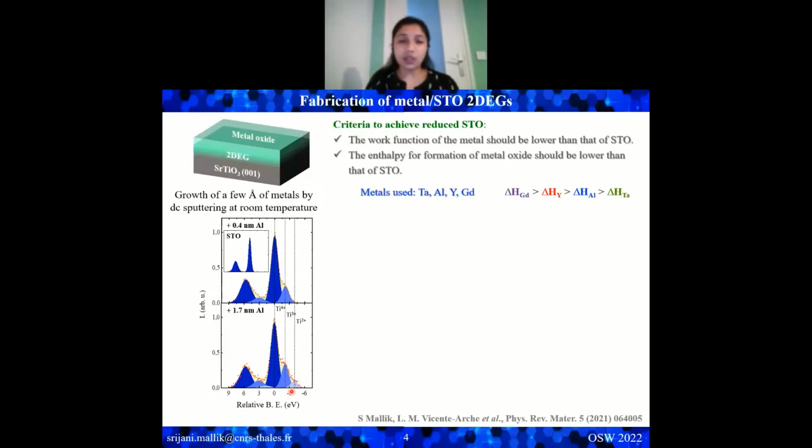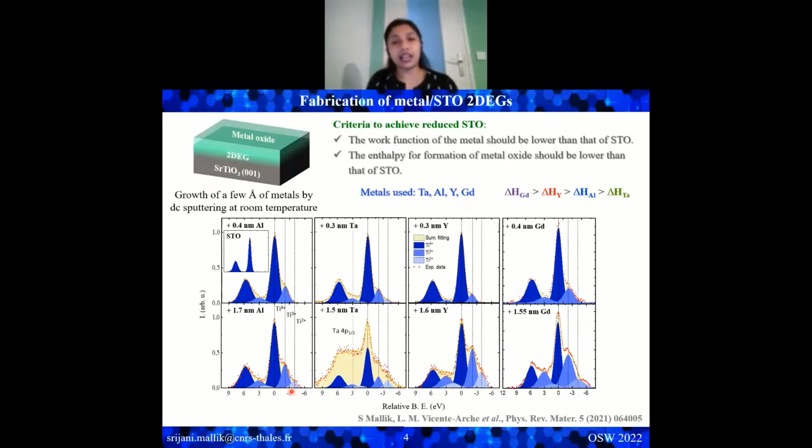And we observed similar things when we deposited tantalum, yttrium, and gadolinium. So for all the cases, we could achieve reduced STO, where we can see the peaks corresponding to titanium 3+ and 2+. But if we compare how much we are reducing the STO depending on the material, then we obtain the highest reduction for gadolinium, more or less similar with yttrium, then a bit less for aluminium, and the least for tantalum. And this trend actually matches very well with the trend of the enthalpy of formation of the metal oxide.